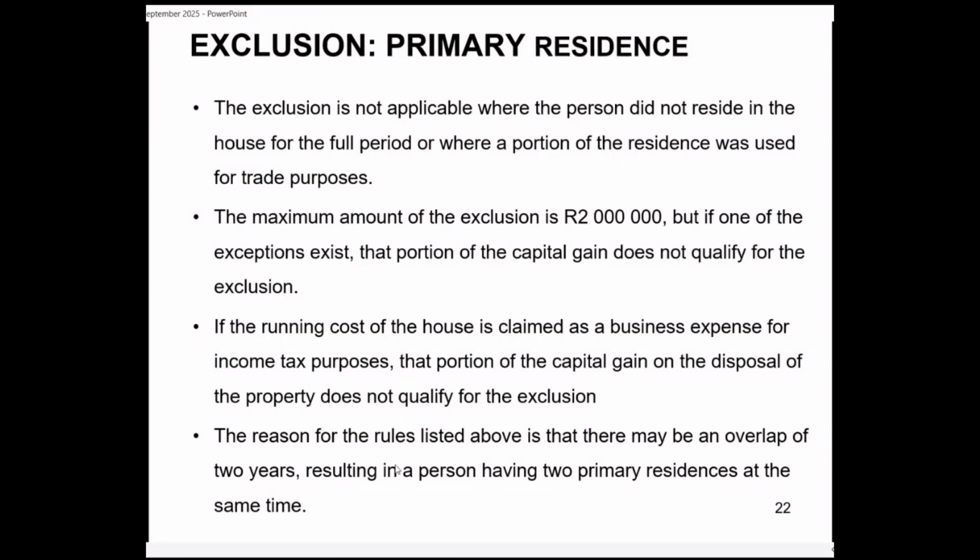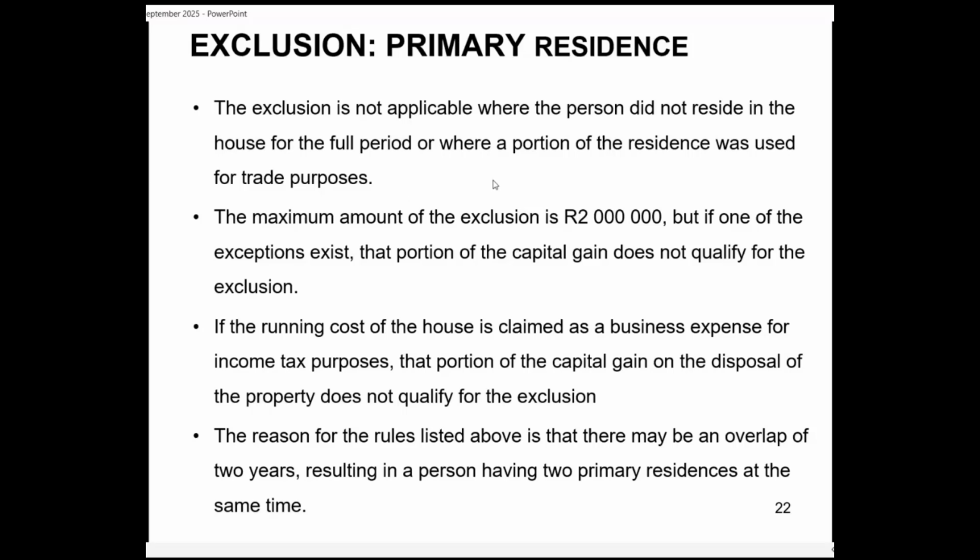The reason for the rule listed above is that there may be an overlap of 2 years, resulting in a person having 2 primary residences at the same time. So you must take into account that the exclusion will be applicable to a person residing in the house for the full period. The exclusion will not be applicable where the person did not reside in the house for the full period, or where a portion of the residence was used for trade purposes.